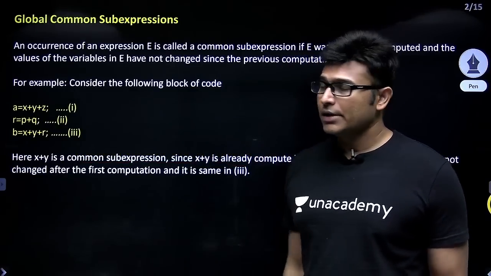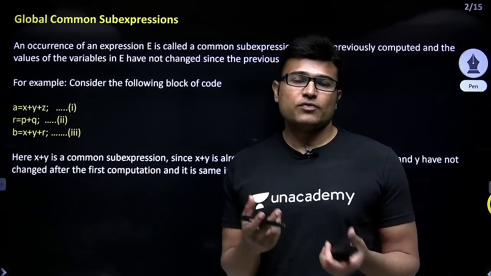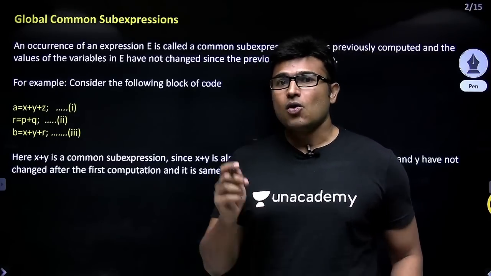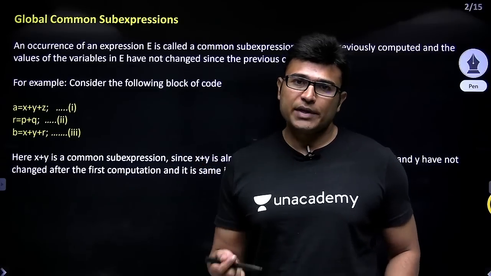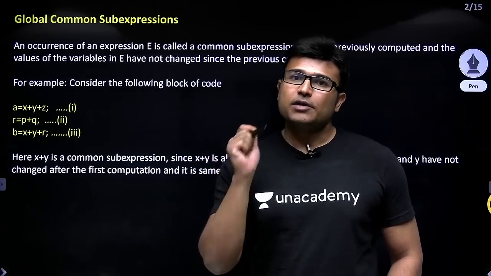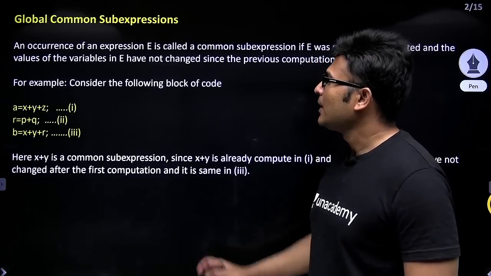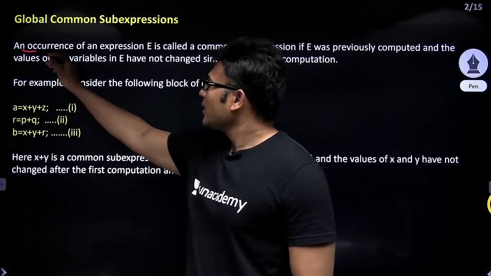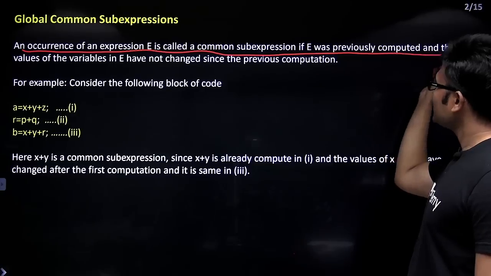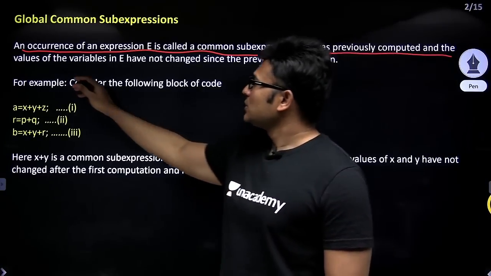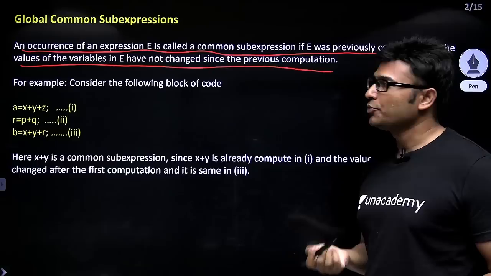What is basically a common sub-expression? If an expression is occurring two times, then that qualifies to be a common sub-expression. The only condition is that between both the occurrences of the common sub-expression, the variables should not change. So I'll just give you the definition here. An occurrence of an expression E is called a common sub-expression if it is previously computed and the value of E did not change from the previous computation.